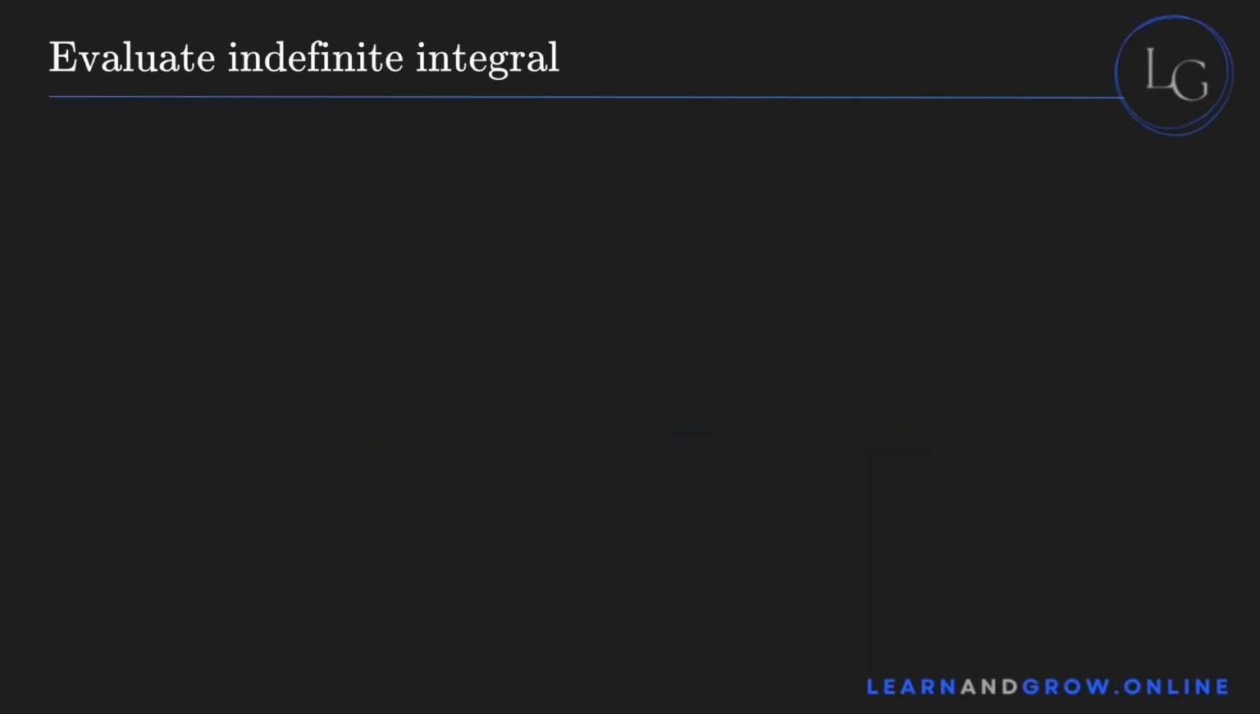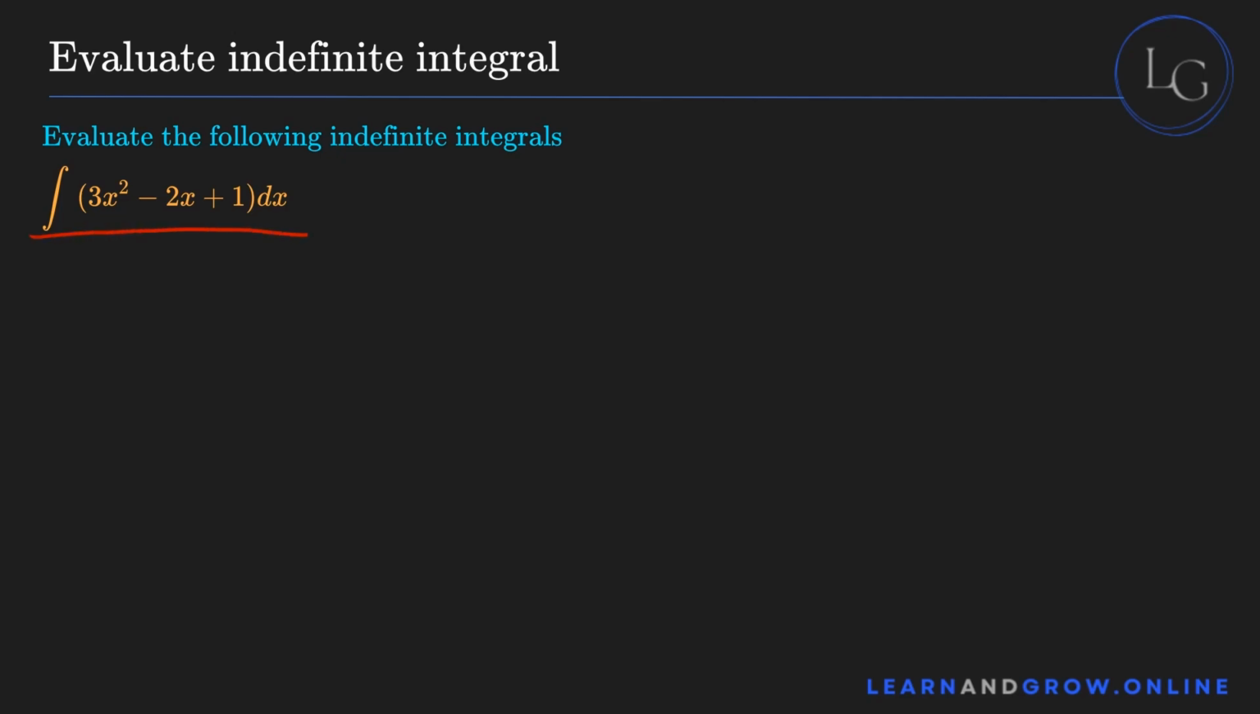Now we'll evaluate indefinite integrals. So we have this integral over here, and basically we have three terms: 3x squared, minus 2x, and plus 1. We can apply the integral separately on each one with respect to x, dx. So this is what happens.